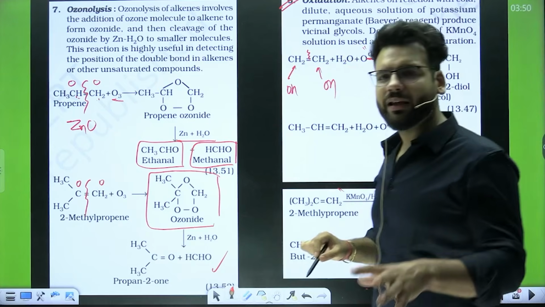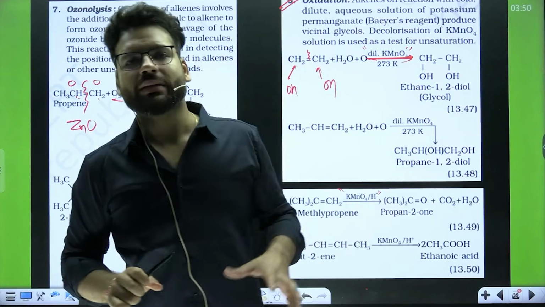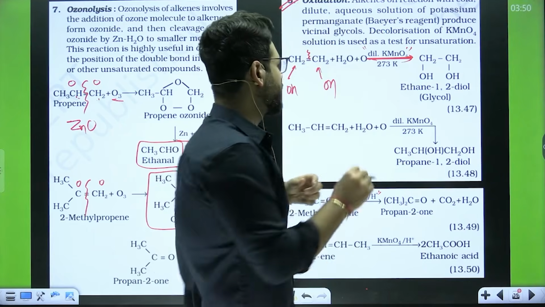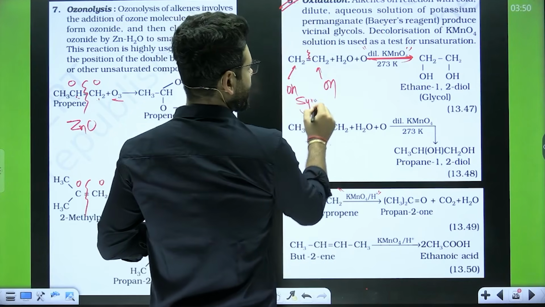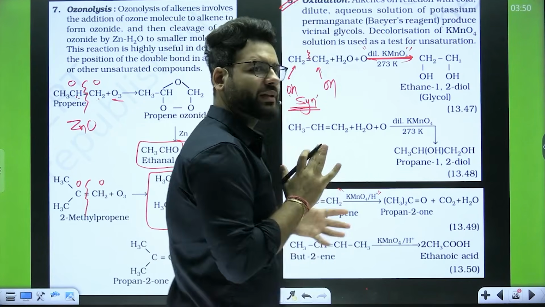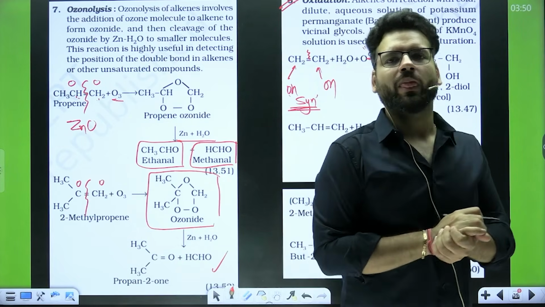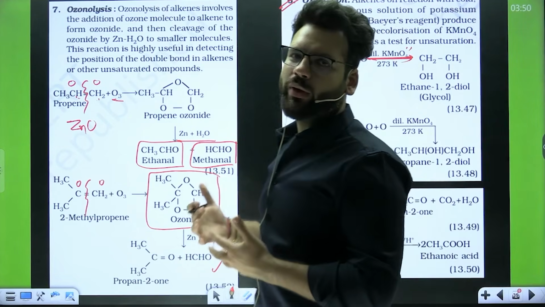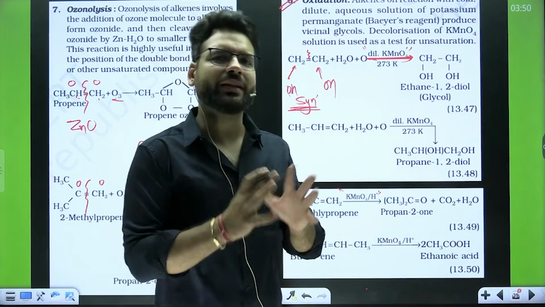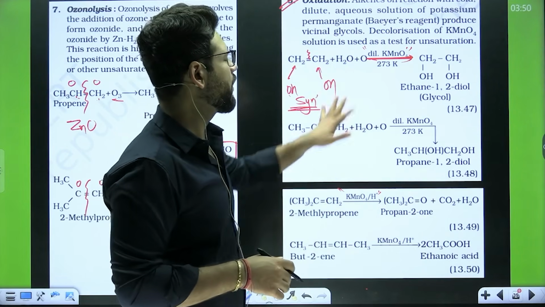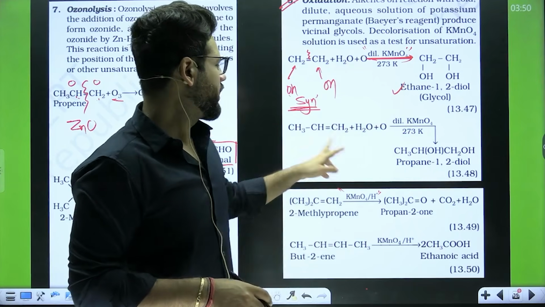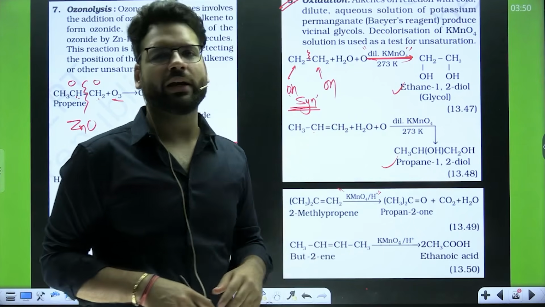It has a cyclic mechanism. The cycle will attach from one side, so it is a syn addition. Okay, it is a syn addition. You can remember the 2 OH attack from the same side. Addition of Br2 was anti. Here the addition of 2 OH groups is syn addition. It's a cyclic mechanism. Like this, we get ethylene glycol. In this case, we get propane diol.